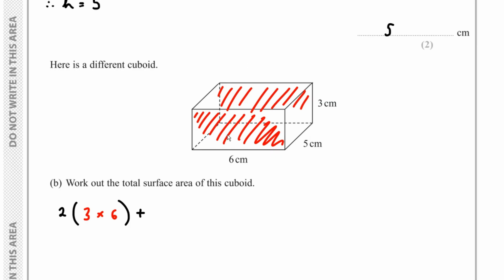Let's now look at the top and bottom. For the top and the bottom, we've got 5 times by 6 twice. Let's look at the left and the right. For the left and the right, we've got 5 times by 3 twice.